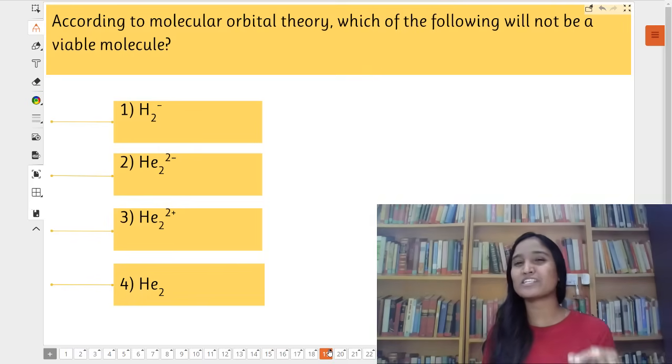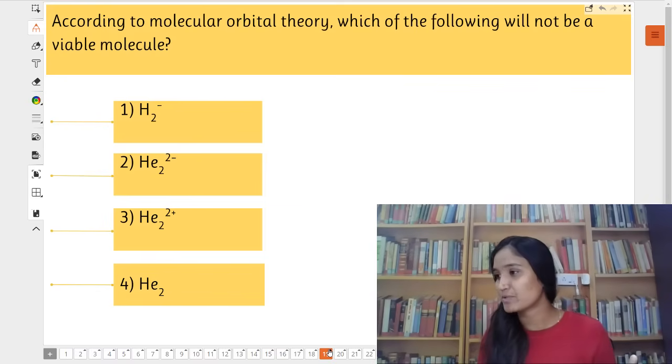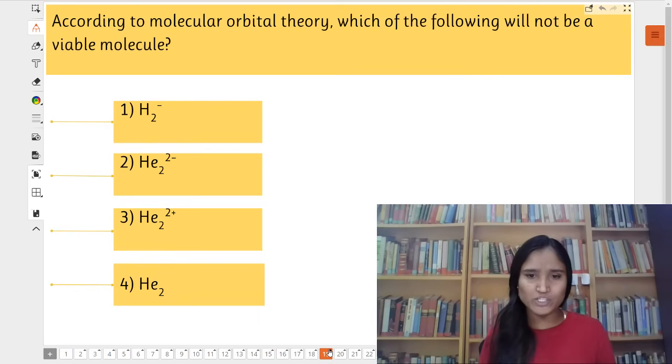And how about magnetic property? Tell me what could be the magnetic behavior of a molecule which has 10 electrons in total. 10 electrons. Paramagnetic? 10 is even, right? It should be diamagnetic, isn't it? It is exceptional. Very good, guys.